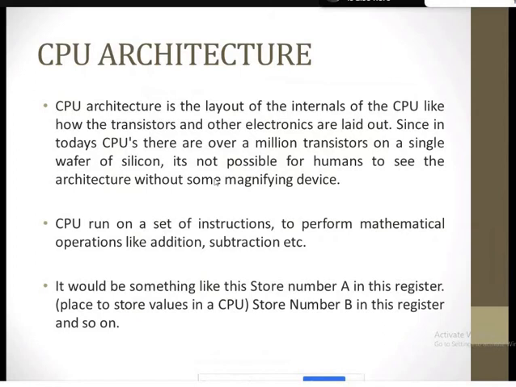CPUs run on a set of instructions to perform mathematical operations like addition, subtraction, etc. It would be something like this: store number A in this register, a place to store values in a CPU, store number B in this register, and so on.